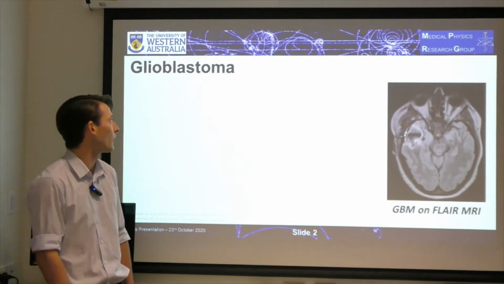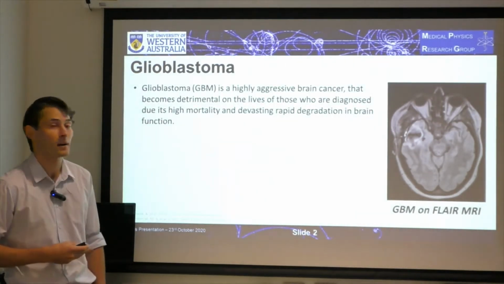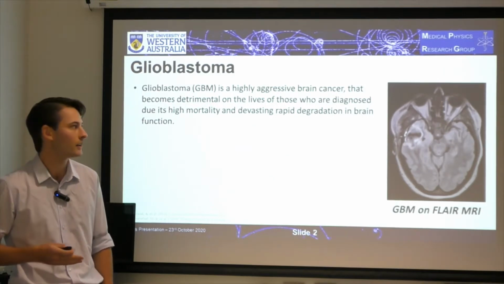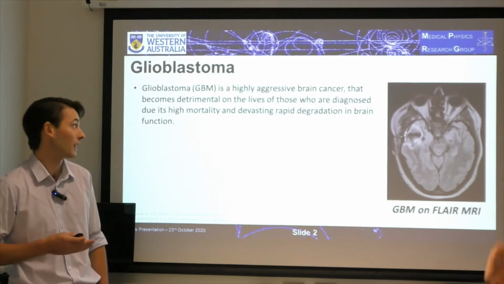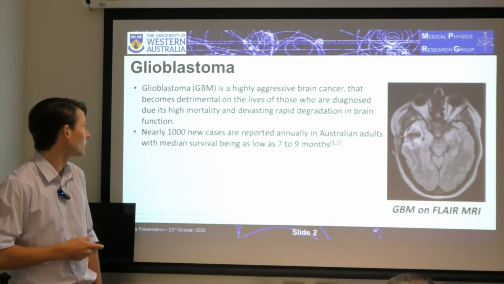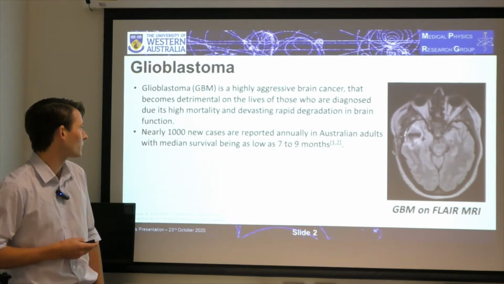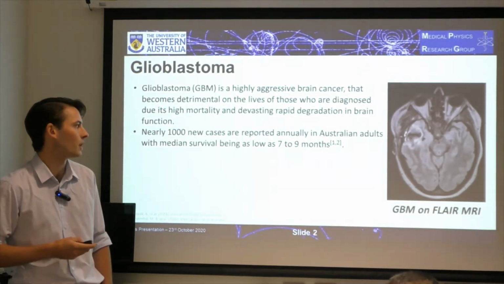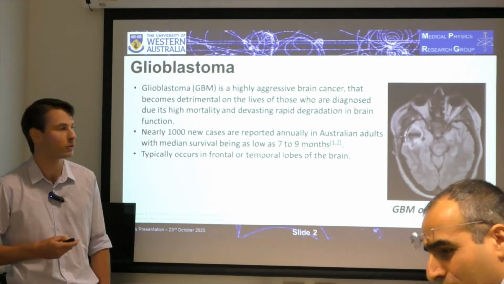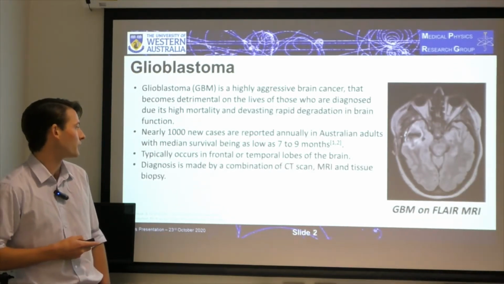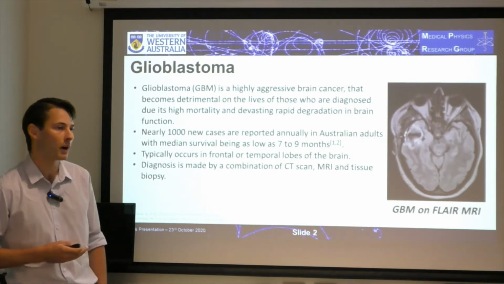So firstly, a little bit about glioblastoma. Glioblastoma is a highly aggressive brain cancer that becomes detrimental on the lives of those who are diagnosed due to its high mortality and devastating rapid degradation in brain function. Nearly 1,000 new cases are reported annually in Australian adults, with the median survival being as low as 7 to 9 months. It typically occurs in the frontal or temporal lobes of the brain, with diagnosis made using a combination of CT scans, MRI, and tissue biopsy.